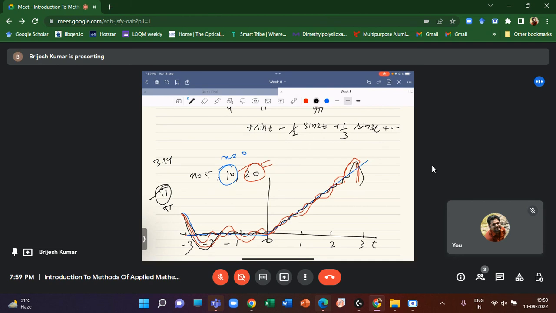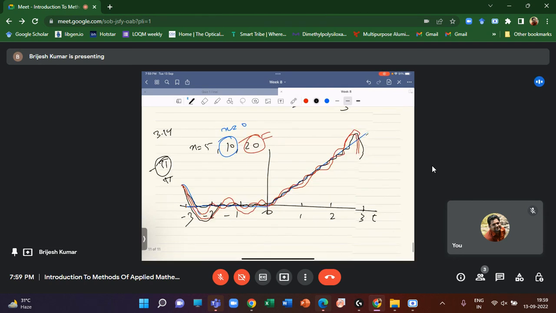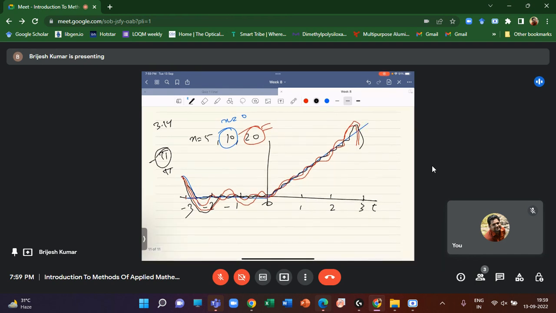Okay. So this is the advantage of the Fourier series. Any function we can write in terms of sine and cosine. It is also called a trigonometric series because it is in terms of sine and cosine only. Sine and cosine are the fundamental periodic functions, and any periodic function can be written in terms of sine and cosine.